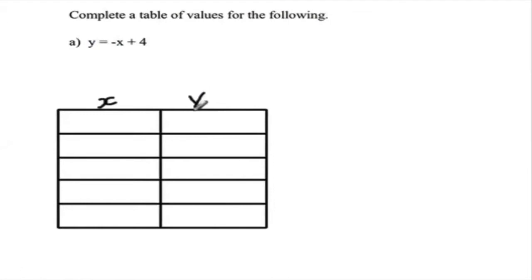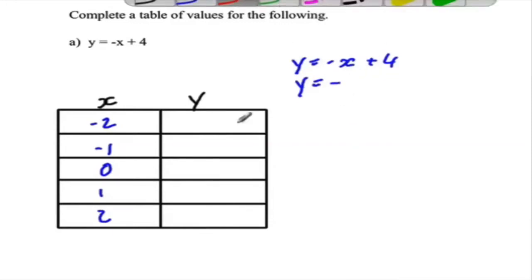So now if you're asked to make up a table of values, we put x on the left side of the table and y on the right side. And when we complete a table of values, what you do is you sub in values of x and determine what y is. And you can use any values you want for x, but we're going to use here -2, -1, 0, 1, and 2. And when we sub in, so y equals -x plus 4, we sub it in brackets. And so this is going to be y equals negative, and we're going to sub in -2 for x.